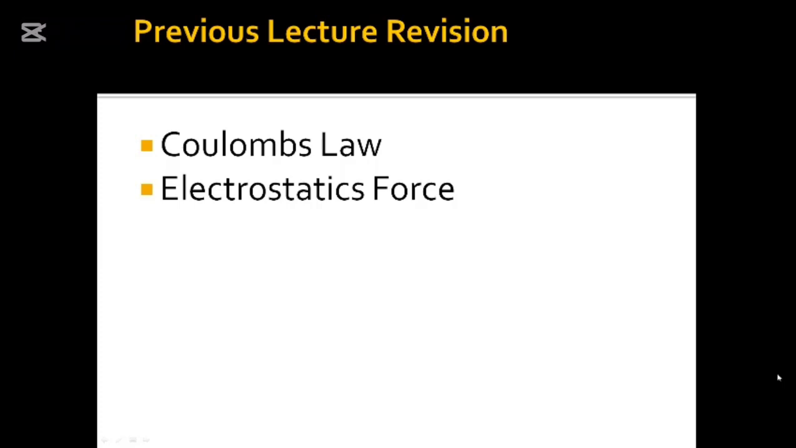Then we treated a lot of calculations on these two things. If you want to have that lecture, I think there are two lectures that treated this very well. The first was lecture 5, Coulomb's law 1, then Coulomb's law 2. Try and pick up those lectures from our channel and go through them. Now let's go into the lecture of today.